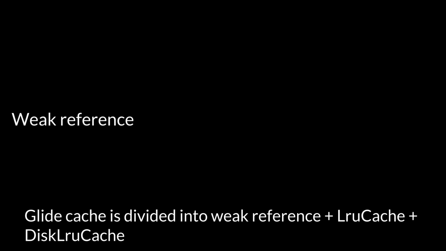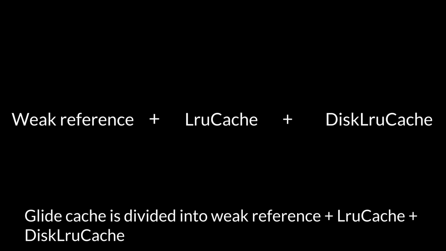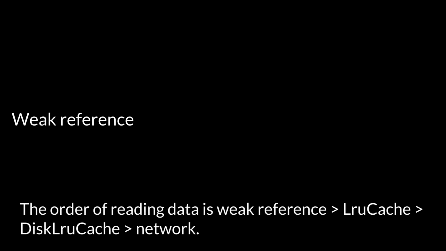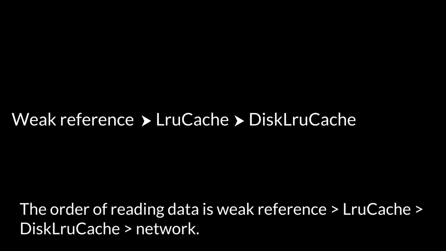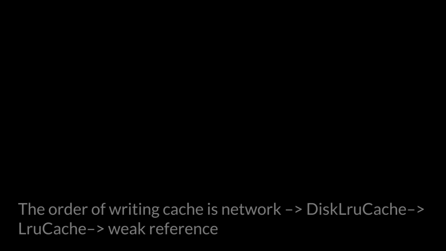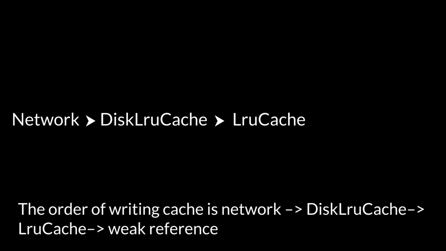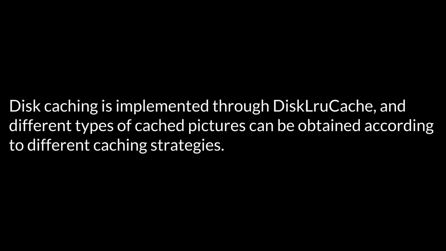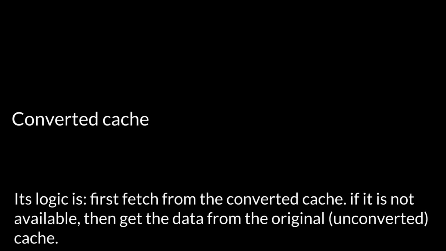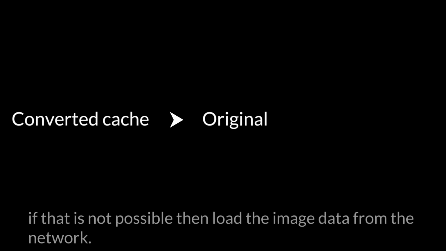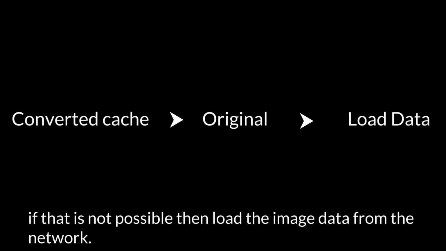Glide cache is divided into weak reference, LruCache, and disk LruCache. The order of reading data is weak reference, LruCache, disk LruCache, and network. The order of writing cache is network, disk LruCache, LruCache, and weak reference. Disk caching is implemented through disk LruCache, and the different types of cached pictures can be obtained according to different caching strategies. Its logic is, first fetch from the converted cache. If it is not available, then get the data from the original unconverted cache. If that is not possible, then load the image data from the network.